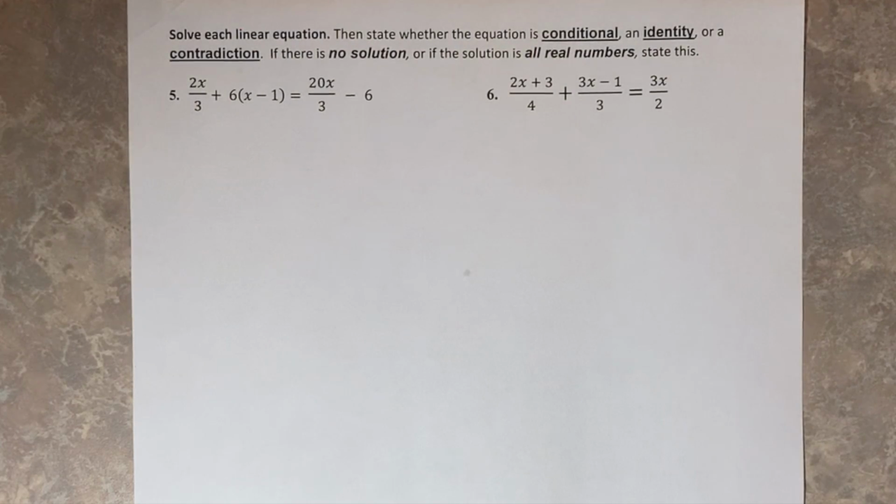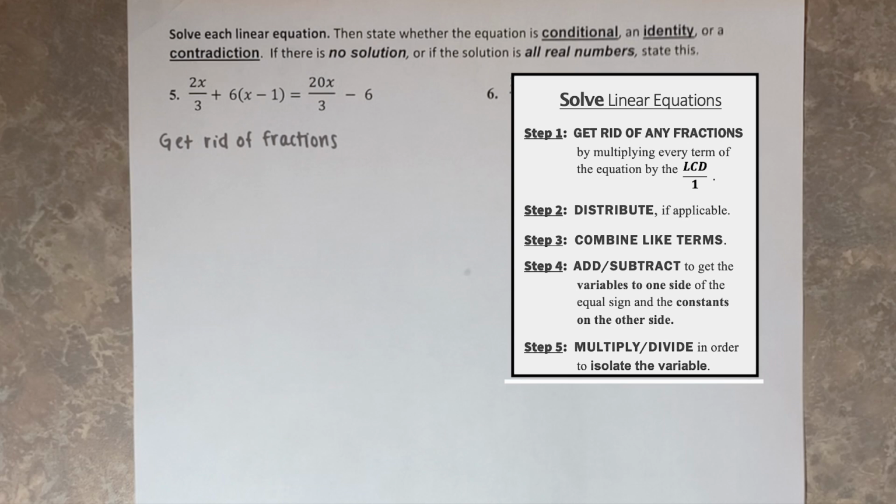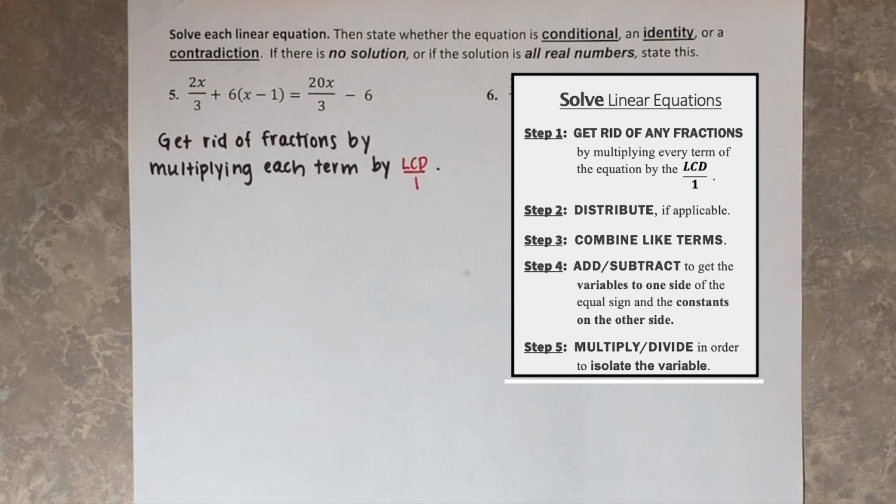Next, we're going to see an example of an equation that's an identity and one that's a contradiction. So whenever we're solving an equation, we can follow those same steps. First step, get rid of any fractions. And we get rid of fractions by multiplying each term by the LCD over 1. So first we have to ask ourselves, what is the LCD? To find the least common denominator, you're asking yourself, what's the smallest number that all of the denominators multiply into?